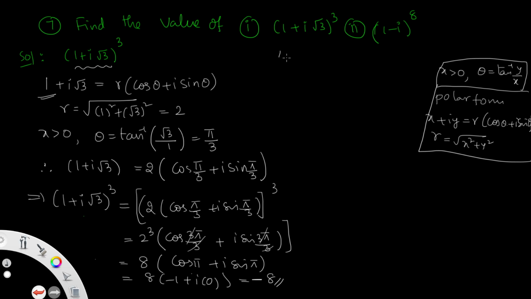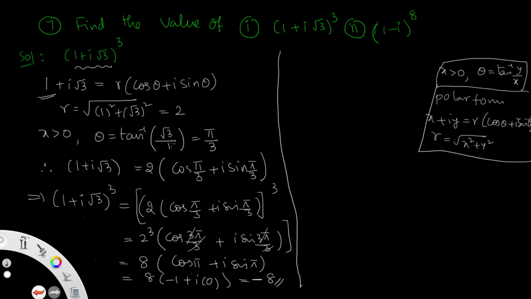Then in a similar way, you start with the second question, that is (1 minus i) whole to the power of 8. So what have we learned? Here the complex number is given, and you have to change it first into modulus amplitude form, r into (cos theta plus i sin theta), where r equals root over x square plus y square, and here you get the value 2. If x is positive, theta equals tan inverse of y by x.